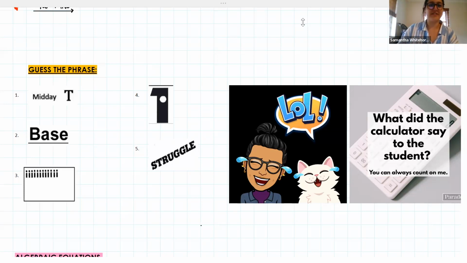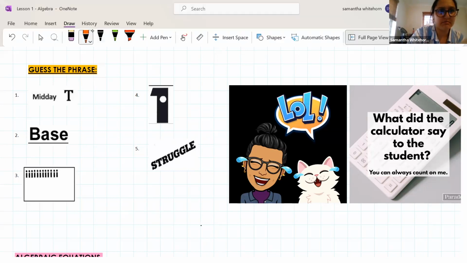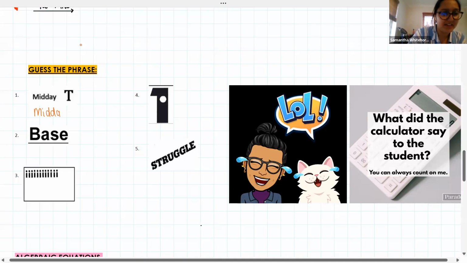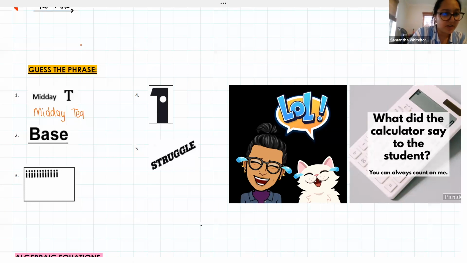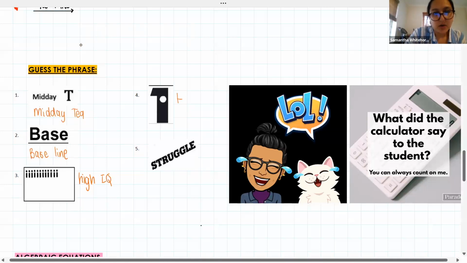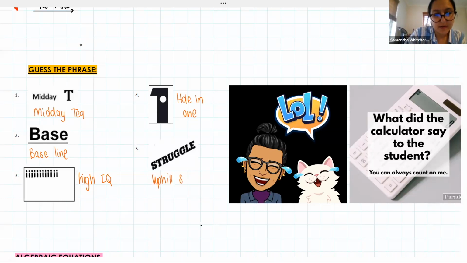Okay, guys, let's have a look so we can move on. So most of you got the first one, which was midday tea. Like British, but midday tea. Now we got the second one, baseline. Third one's a little bit harder. This is a high IQ because all the I's are in a Q. The fourth one is hole in one. And number 5 is uphill struggle, which, as someone said, is maths apparently for some of you. But hopefully after studying this, hard work is no longer such an uphill struggle, and hopefully will continue to plateau.